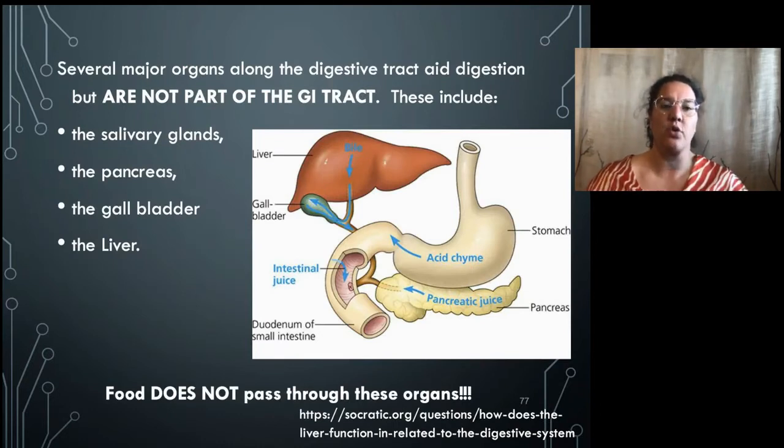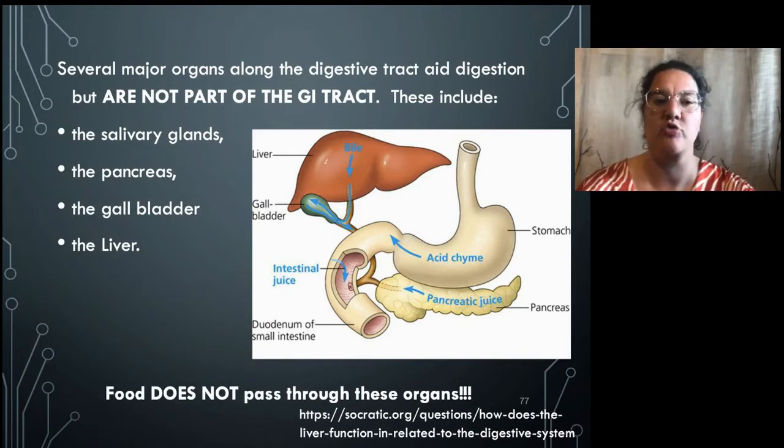There are several major organs along the digestive tract that aid in digestion but are not part of the GI tract. So they're connected, but food does not travel through them. These are the salivary glands in our mouth, the pancreas, the gallbladder, and the liver. So food does not pass through these organs whatsoever.